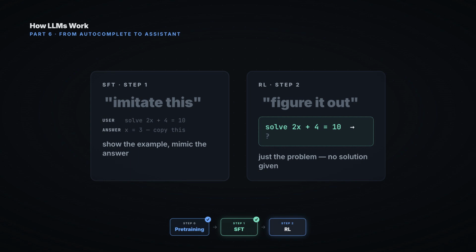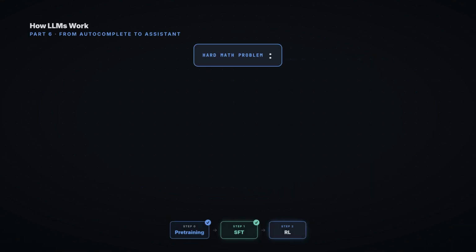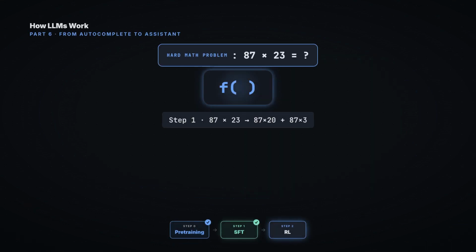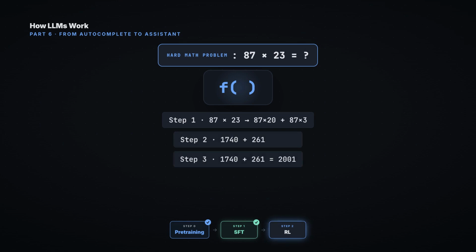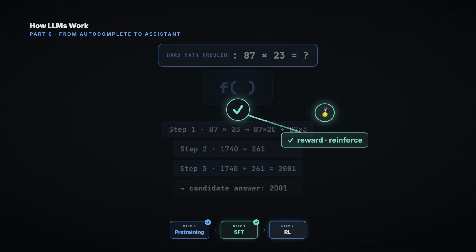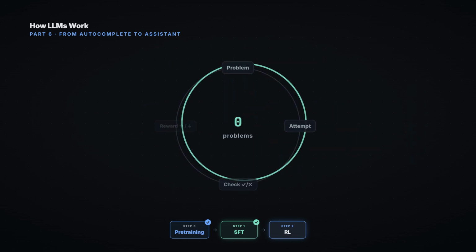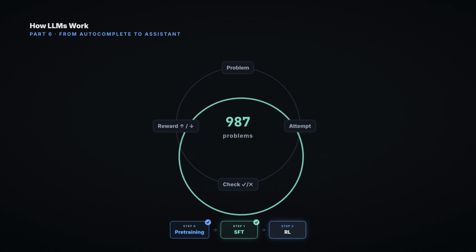Instead of showing the model examples and saying imitate this, you give it a problem and say figure it out. You give the model a hard math problem. It tries to solve it. It generates an answer, maybe a long chain of reasoning step by step. Then you check: did it get the right answer? If yes, reward. This was a good approach. Reinforce it. If no, no reward. Try again, try a different approach. And you repeat this over and over, thousands of problems.